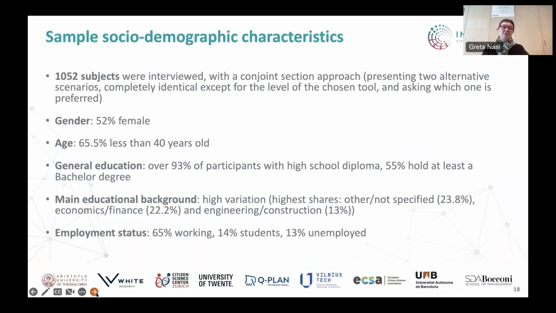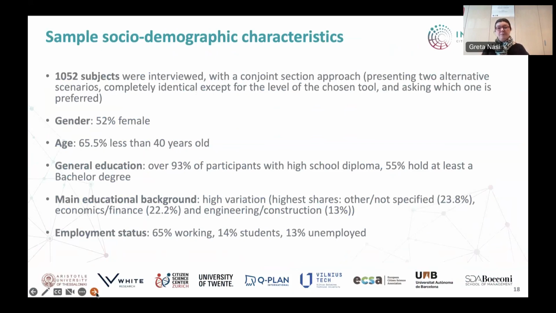Before I get into the results, I will show you a little bit of the depth of the data about the sample. So we had about 52% female, and more than 65% were less than 40 years of age.